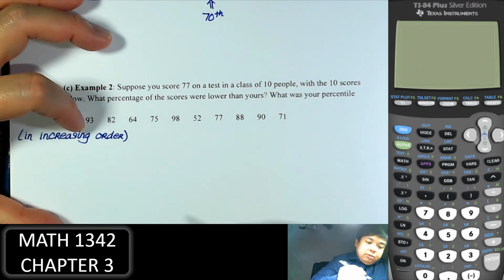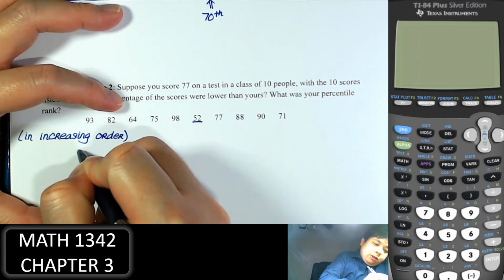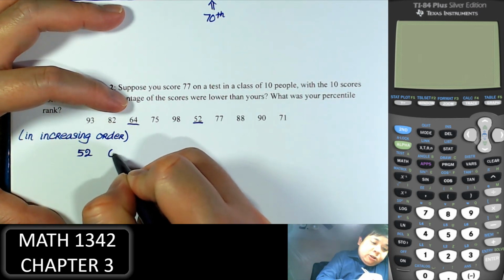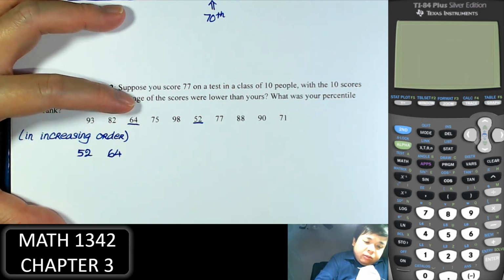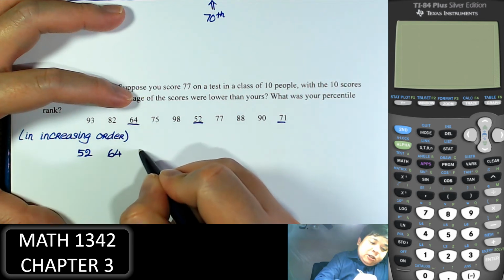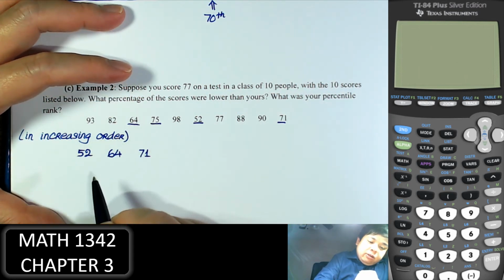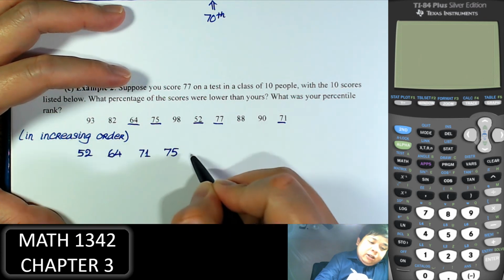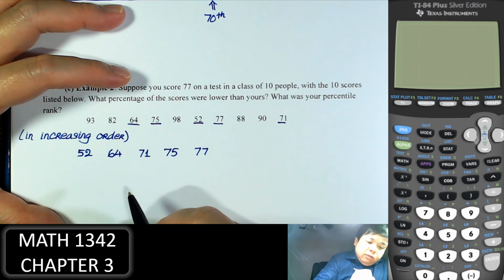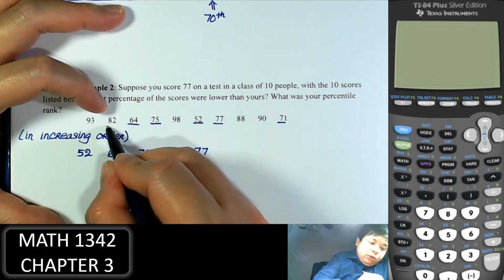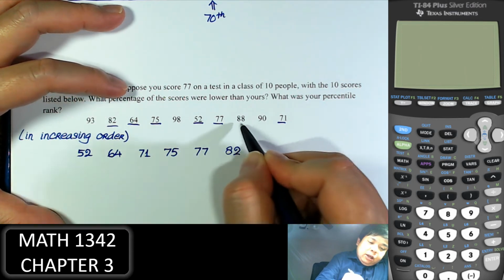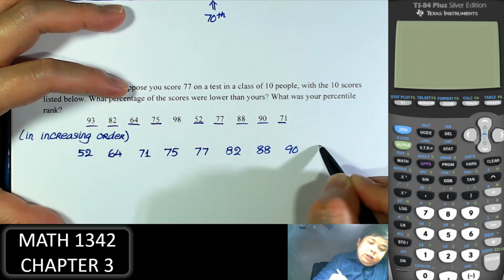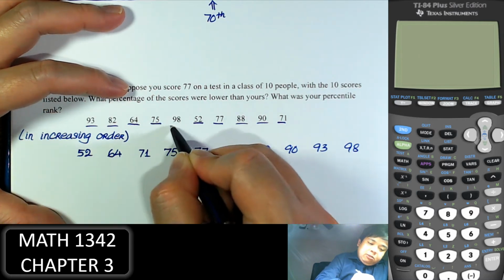Right, so in increasing order: 52, 64, 71, 75, 77, 82, 88, 90, 93, and 98. Right, those are the 10.